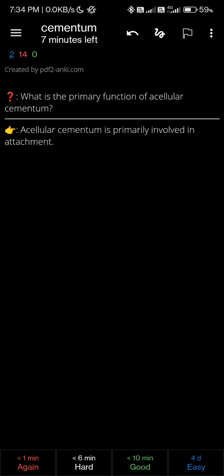Acellular cementum. What is the function of acellular cementum? Acellular cementum is primarily involved in attachment.